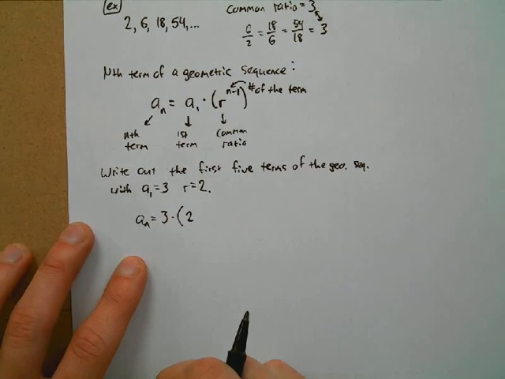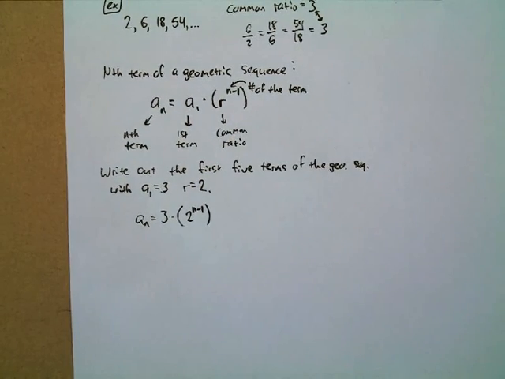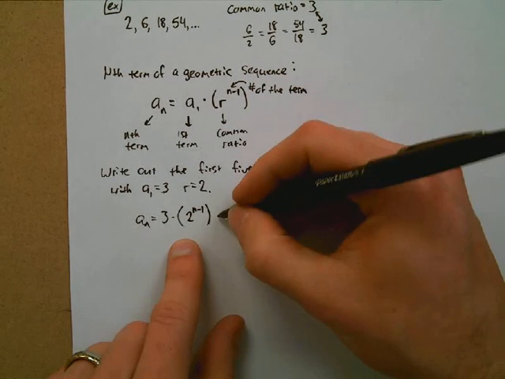But of course, this might be kind of overkill too, because we know our first term is 3, and if our common ratio is 2, what's the next term got to be? It's got to be 6, right? Just 3 times 2. And then what's the next term going to be?